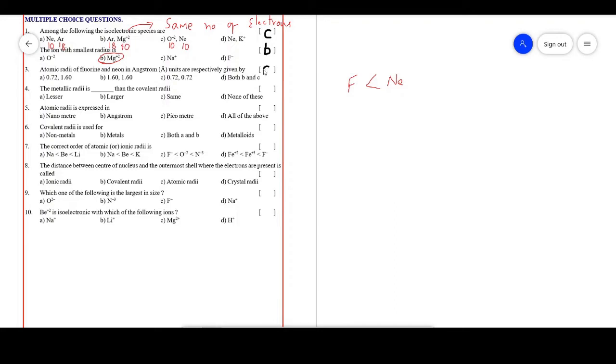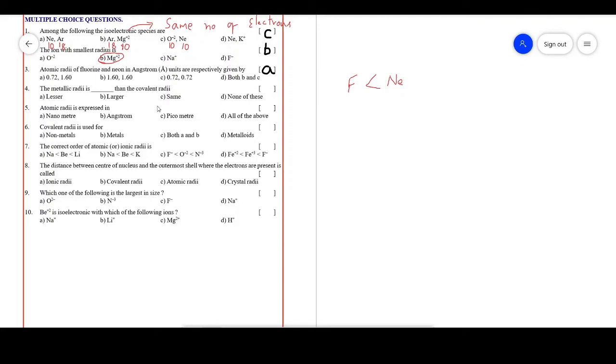So here we don't know the exact values. You can just take this point, that the size of neon is more than fluorine. So this is fluorine 0.72 and this is neon 1.6. So we have taken option A. Next, the metallic radius is dash than the covalent radius.